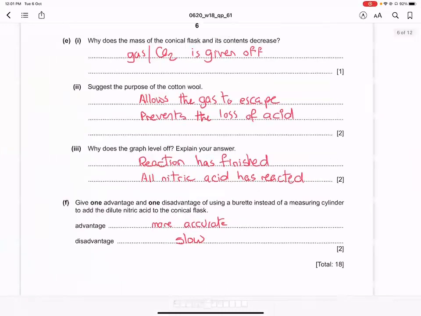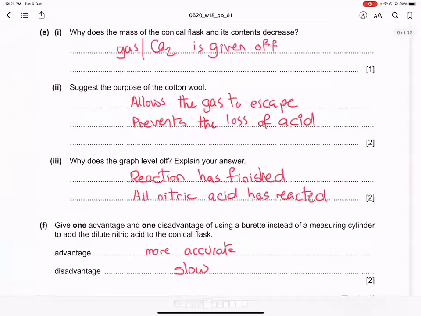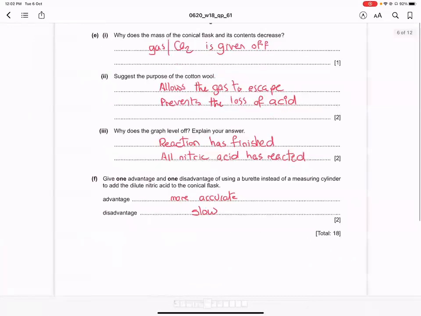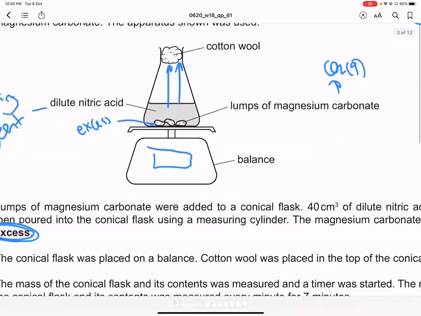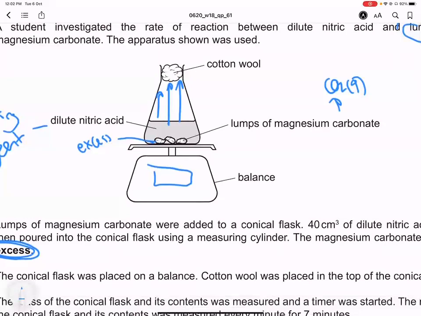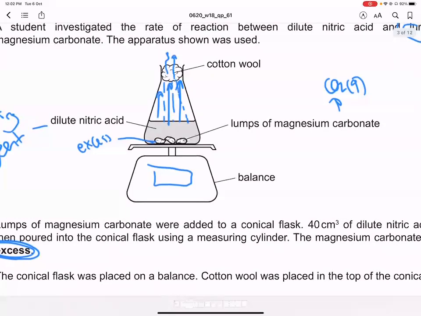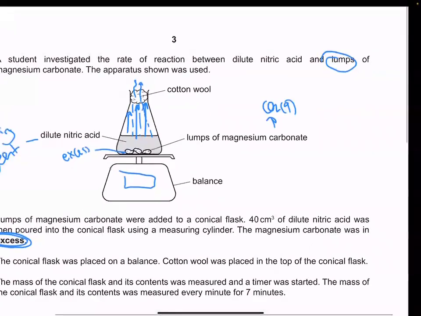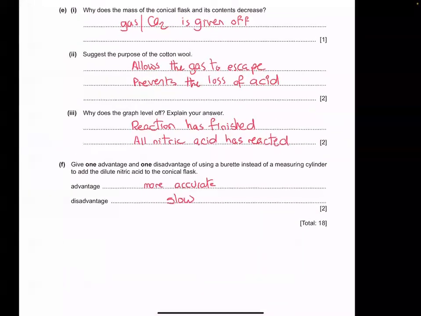Second, (ii) suggest the purpose of the cotton wool. The cotton wool's purpose is very important. It allows the gas to escape and prevents the loss of the acid. How is that? Here in this reaction, I only want to measure the rate that's resulting from the loss of the gas. So the cotton wool has pores in it that allow the gas to escape. But if the acid splashed, it will hit the cotton wool and not leave the container, and therefore will not give me misleading results. Okay, so it allows the gas to escape, one mark, prevents the loss of the acid, the second.